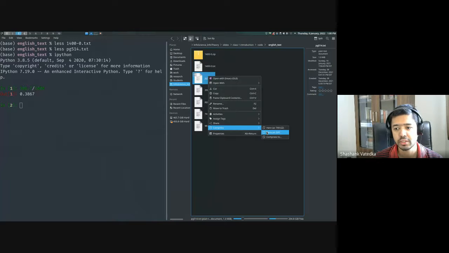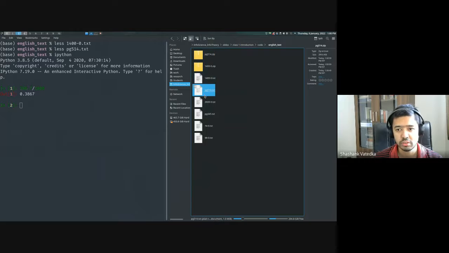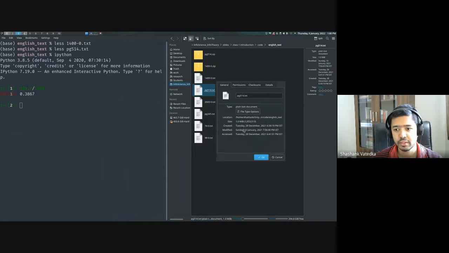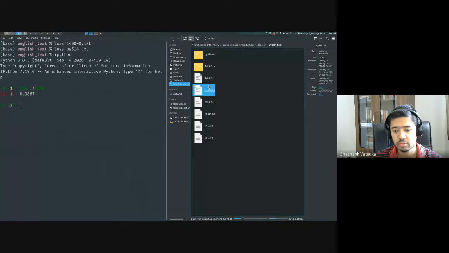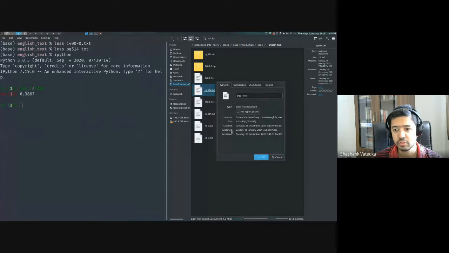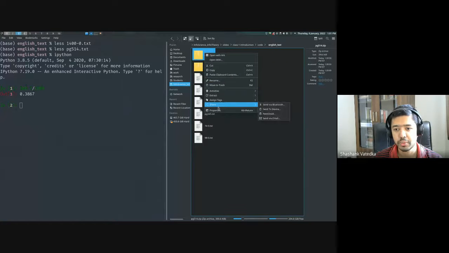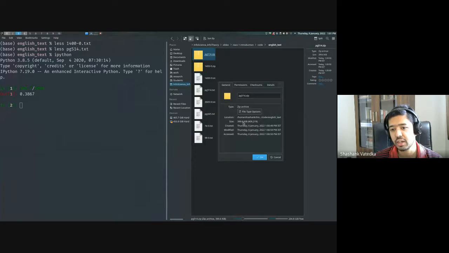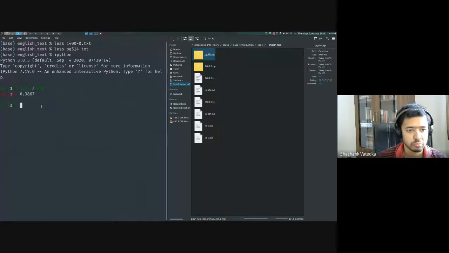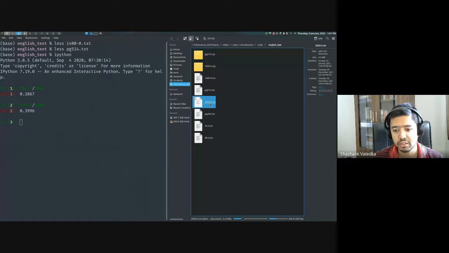Okay, so I compress the next book. So this is also a 1 megabyte file, and the compressed file size is 399.6 kilobytes. Okay, so roughly the same. 399.6 kilobytes divided by 1000 kilobytes, that's 0.3996. So roughly the same. I take another book and I try to compress.